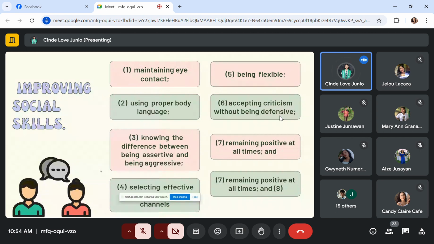Next, selecting effective communication channels. Di ba, you can choose the right way to talk to people based on the situation. Di ba, we have our email. We can message them by email or just in Messenger by texting. It depends on the situation.